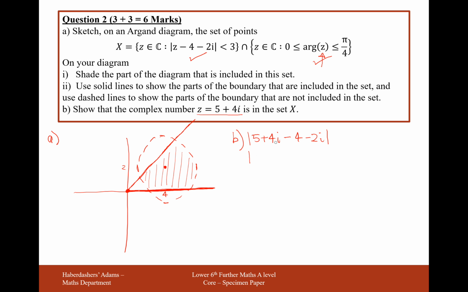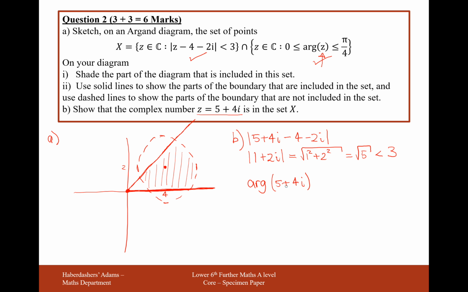So simplifying inside the brackets here, we're going to get 1 plus 2i. The modulus of this is going to be calculated by doing 1 squared add 2 squared, which is the square root of 5, which is definitely less than 3. The square root of 9 is 3, so it's less than the square root of 9. The next part is we'll have to check the argument of our complex number, 5 plus 4i.